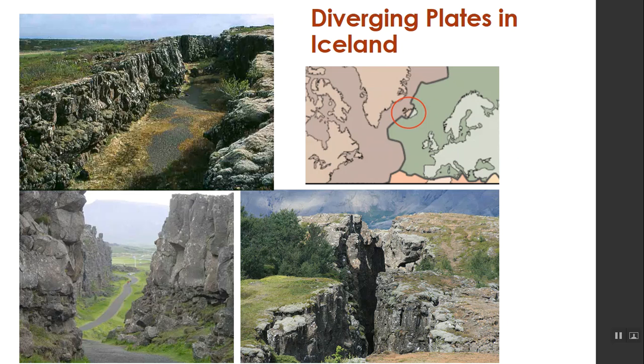We can also see divergent plate boundaries on other parts of land. Here are ones in Iceland. Iceland has a divergent plate boundary that goes right down the middle of it. So you could see here this pulling apart. It's not like the ocean one where you have all that magma immediately rising to the surface, but it is pulling apart. There's also lots of geothermal activity in Iceland and volcanoes as well.